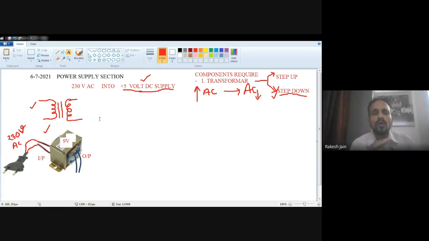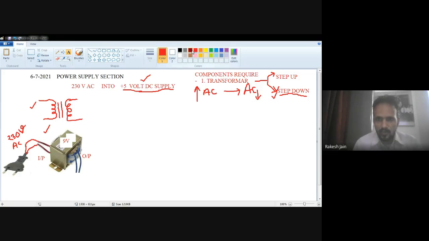If you take any transformer from the garbage or any old project, and because of age whatever was written on the transformer has been removed, then you can check it with the help of a multimeter. Connect the input with the power supply and the output pins with the multimeter, and check the AC, because transformer input is AC and output is AC. On the multimeter it will show you whether it is a 9 volt transformer or a 12 volt transformer. Okay, so let's suppose it is a 9 volt transformer.